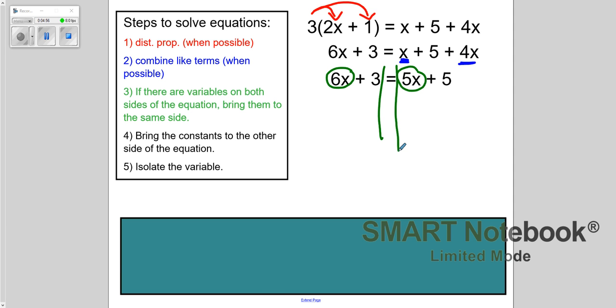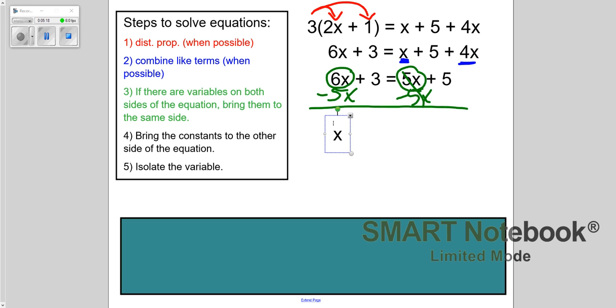So if I want to bring that 5x from one side of the equation to the other, I need to do minus 5x, because that'll cancel it out, because 5x minus 5x is 0. But I have to keep the equation balanced. So whatever I do to one side, I have to do to the other. 6x minus 5x is 1x, but I don't need to write 1x. I can just write x, and then plus 3 equals 5. Bring everything down right underneath where I just wrote it.